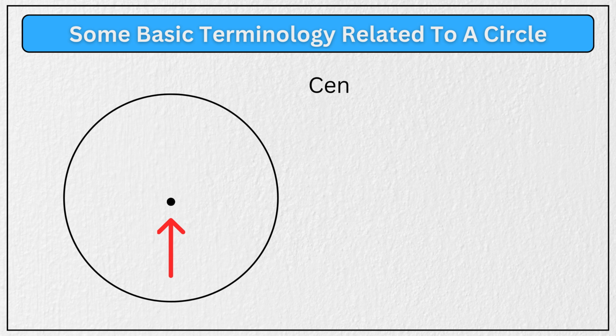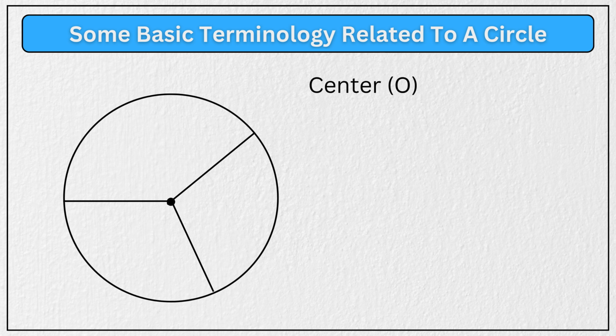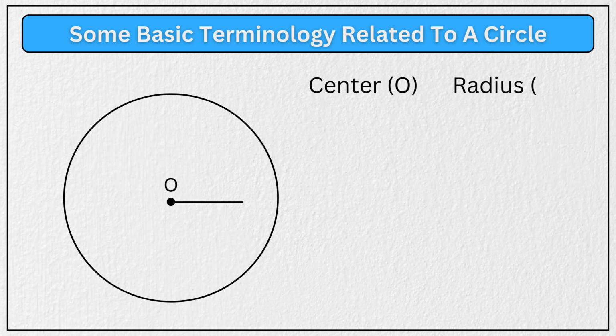This is the center of the circle. All points on the circle are at the same distance from this central point, and it is usually labeled with a capital letter O. If we draw a line from the center to any point on the circle, it is called the radius. It is usually labeled with a capital letter R. The radius is the same for all points on the circle.